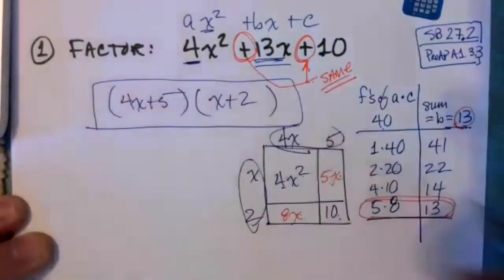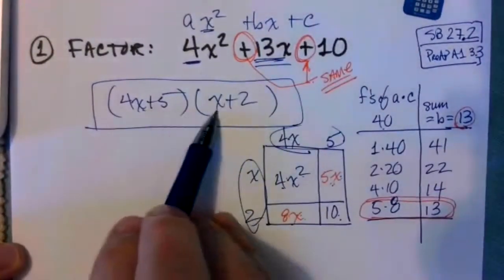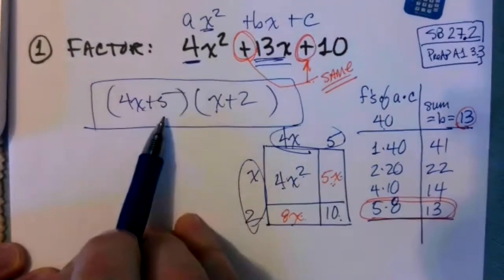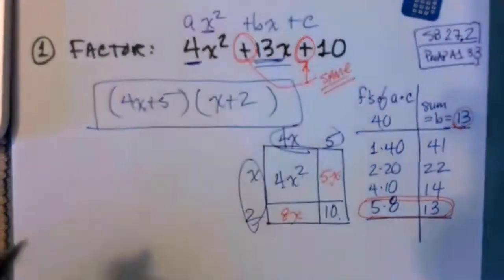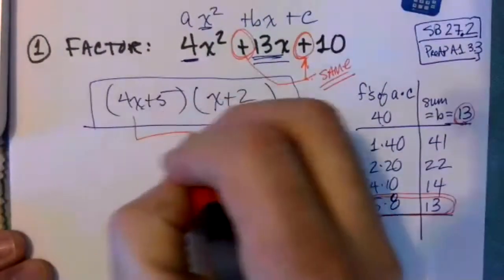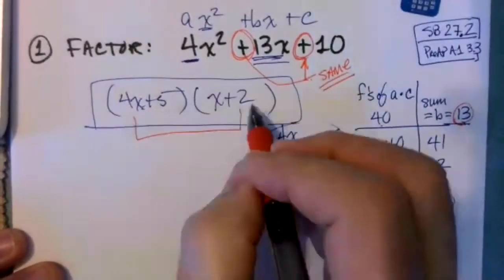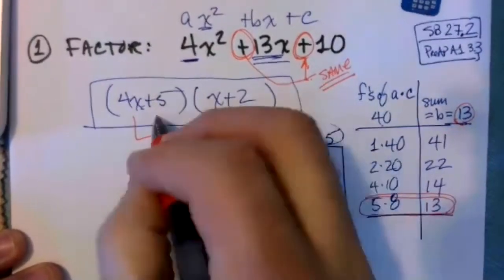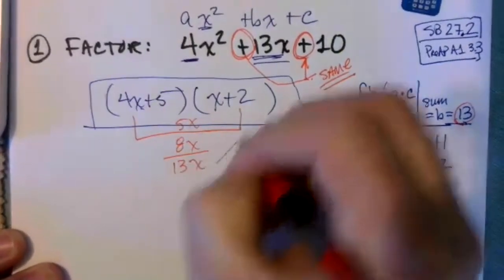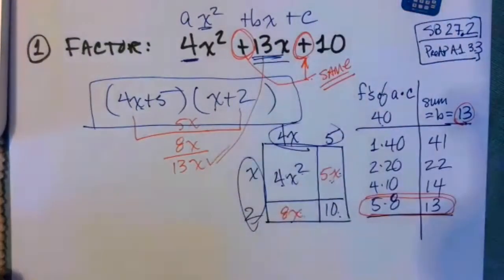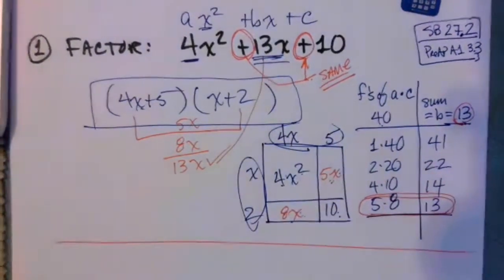Now I'm going to check this. 4x times x is 4x squared. 5 times 2 is the 10. That's good. The biggest concern I have is the outer. 4x times 2 is 8x. 5 times x is 5x. Combine those, 13x. Does that match 13? Yeah, it does. Okay, so I'm using the box.